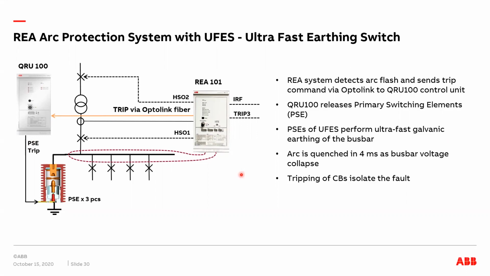And then the REA 101 unit trips the circuit breakers later on. But the arc is killed already in 4 milliseconds, so long before the arc fault can cause excessive damage or any danger to personnel.